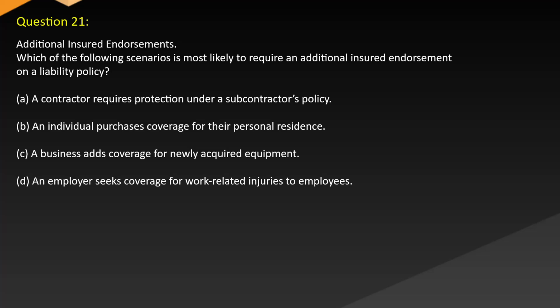Question 21. Additional insured endorsements. Which of the following scenarios is most likely to require an additional insured endorsement on a liability policy? A. A contractor requires protection under a subcontractor's policy. B. An individual purchases coverage for their personal residence. C. A business adds coverage for newly acquired equipment. D. An employer seeks coverage for work-related injuries to employees.